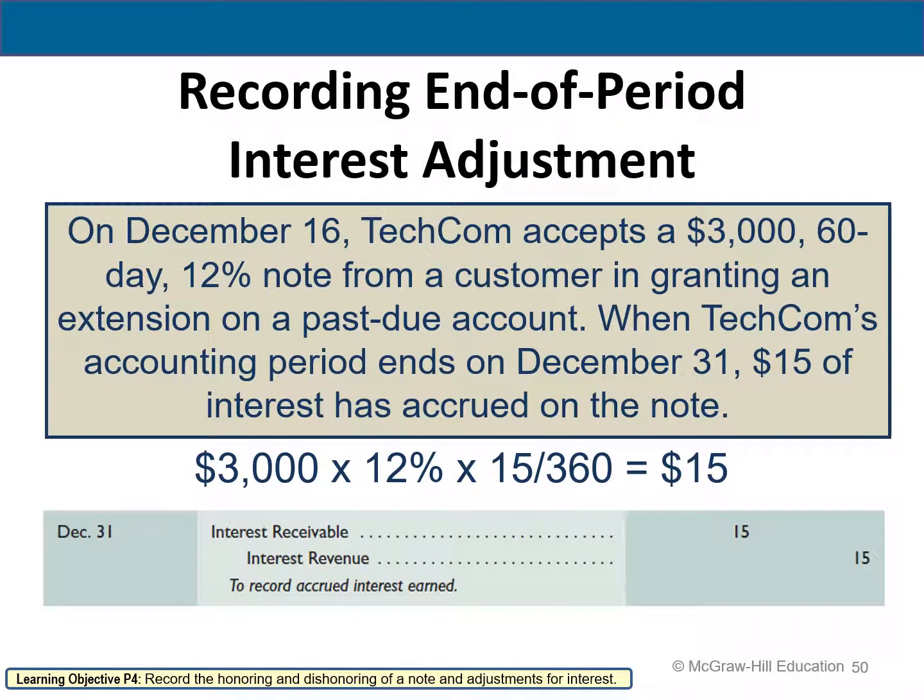All right, so recording end of period interest adjustments. On December 16th, TechCom accepts a $3,000 60-day 12% note from a customer, granting an extension on a past due account. So when TechCom's accounting period ends on December 31st, $15 of interest is accrued on the note. So we need to record our interest receivable and our interest revenue. And to do that, we debit interest receivable and we credit interest revenue. The way they're computing that $15 is the $3,000 times 12% annual rate. There's 15 days between December 16th and December 31st. So then you multiply by 15 divided by 360. Okay?